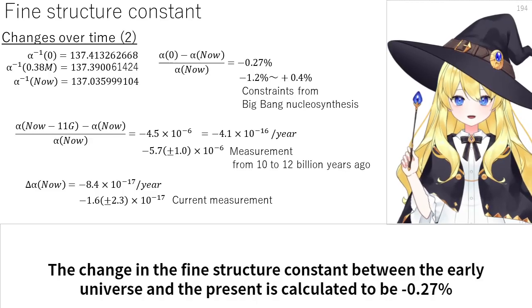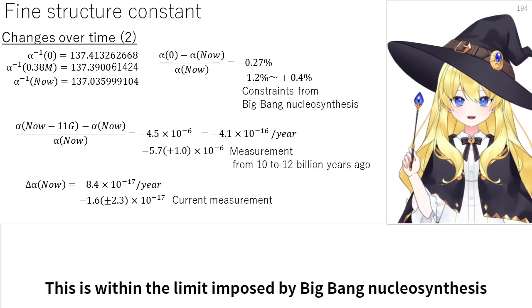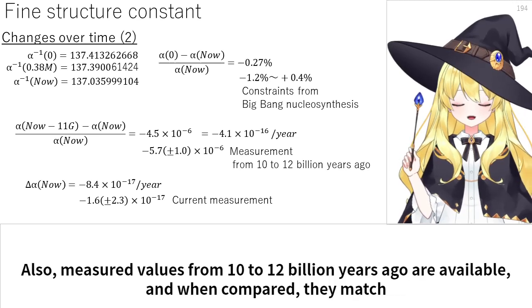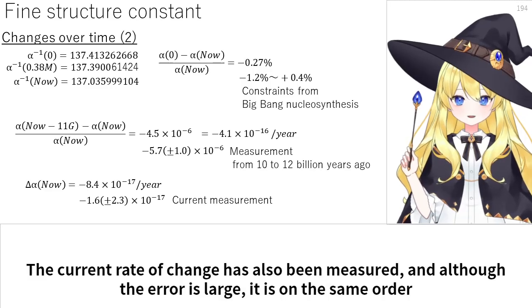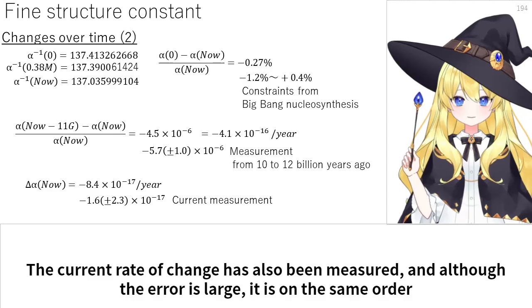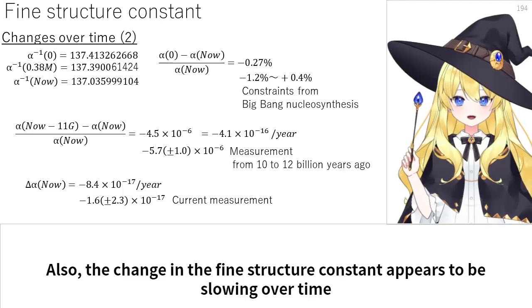The change in the fine structure constant between the early universe and the present is calculated to be -0.27%. This is within the limit imposed by Big Bang nucleosynthesis. Also, measured values from 10 to 12 billion years ago are available, and when compared, they match. The current rate of change has also been measured, and although the error is large, it is on the same order. It appears that the fine structure constant was smaller in the past than it is now. Also, the change in the fine structure constant appears to be slowing over time.